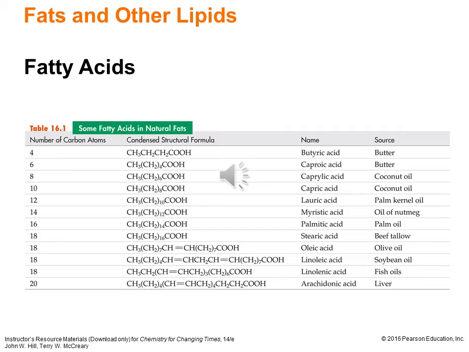Here we see table 16.1, some fatty acids found in natural fats. The shorter ones we tend to associate with animal fats, so 4-carbon or 6-carbon, butyric acid or caproic acid. These are found in butters, and they actually have quite unpleasant odors as the free acids. If you've ever smelled vomit, that's a mix of butyric acid, mostly butyric acid, maybe a little caproic acid, and it's a very unpleasant odor.